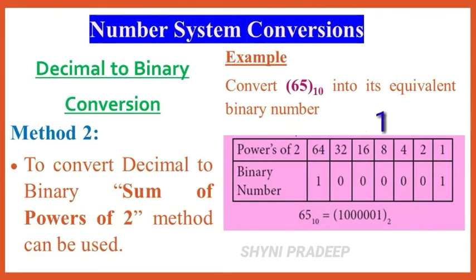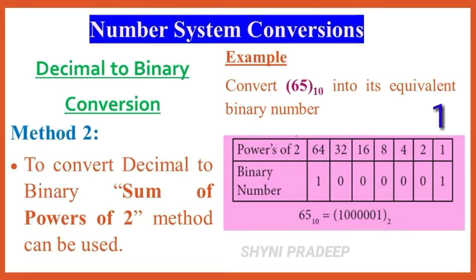And the next power is 8. 8 is greater than the remaining total, so you have to set 0 for this value. And the next power is 4. 4 is greater than the remaining total 1, so set 0. And the next power is 2. 2 is greater than the remaining total 1. Therefore set the 2's bit to 0.